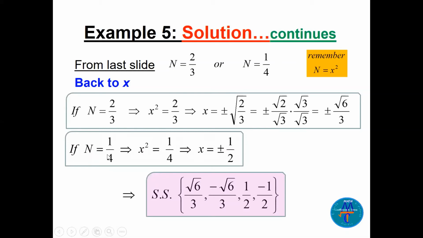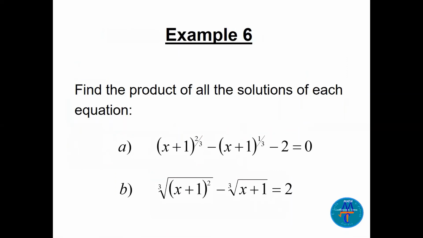Or n is equal to 1 over 4, so x squared is 1 over 4. Take the square root of both sides, plus half and minus half. See, these are the 4 solutions we are waiting for. Let's see another really nice A part. Find the product of all the solutions of each equation.